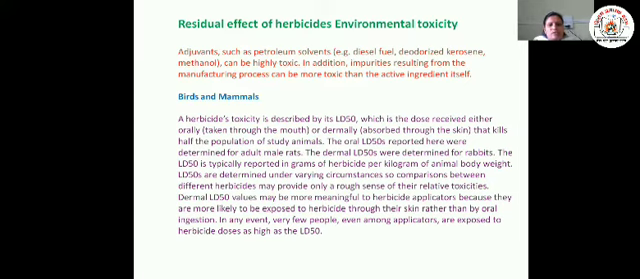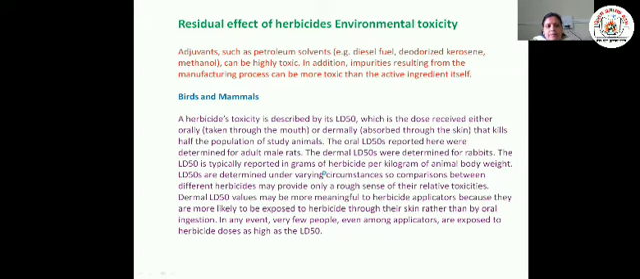A herbicide's toxicity is described by its LD50, which is the dose received either orally, that is by mouth, or dermally, that is by skin, that kills half of the population of study animals. The oral LD50s reported here were determined for adult male rats. The dermal LD50s were determined for rabbits. See, mouth dose and the skin dose.